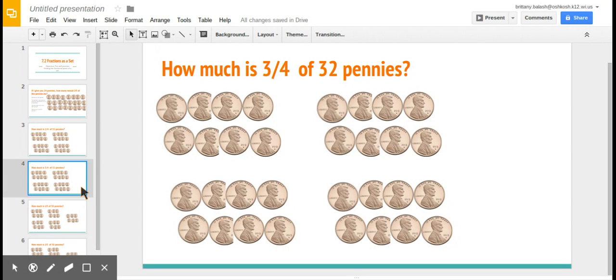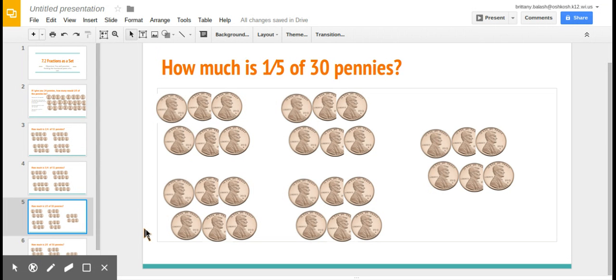What about if I wanted 3/4 of 32 pennies? Well, we know that if I have 2/4, that was going to give me 16 pennies. So if I'm going to add on another fourth, okay, another fourth, that's going to be 3 times 8. Okay, so 3 times 8 would be 24 pennies. So then I have 24 pennies in, so 3/4 of 32 would be 24.